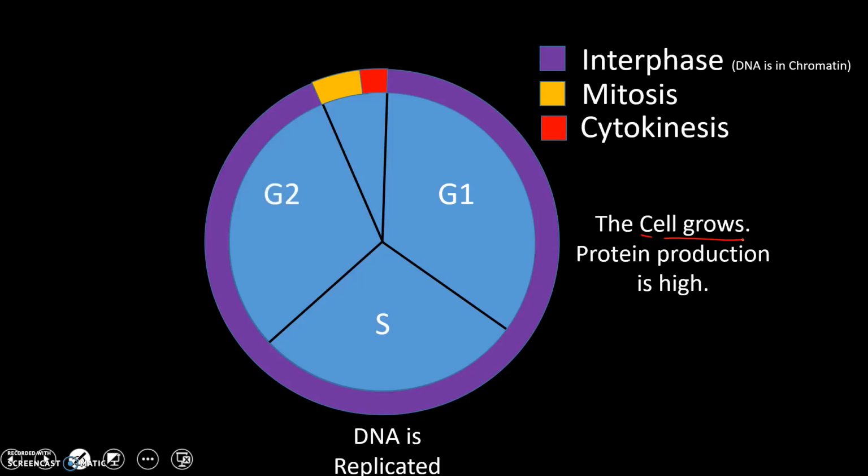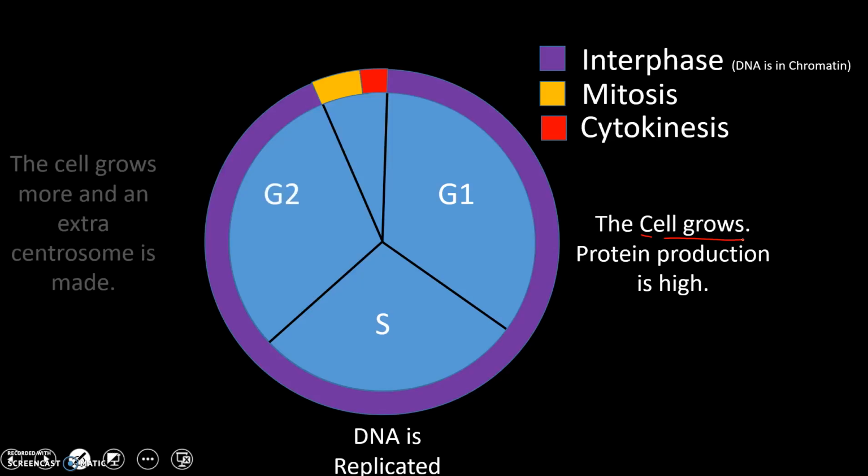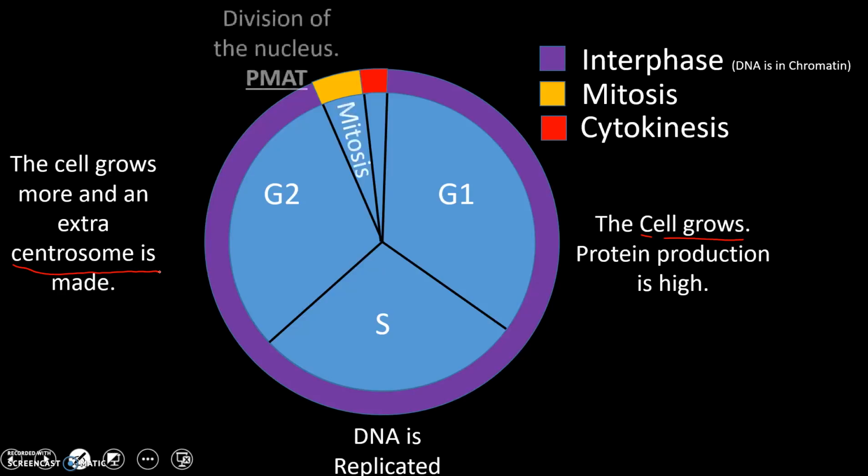Next, we go to G2, which is a second growth phase. And what's unique about this is we get an extra centrosome. And the centrosome is what's going to be doing the actual division of the chromosomes. After interphase, we go to mitosis, which is division of the nucleus, and all of those processes are PMAT. And then finally, we go to cytokinesis, which is division of the cytoplasm.